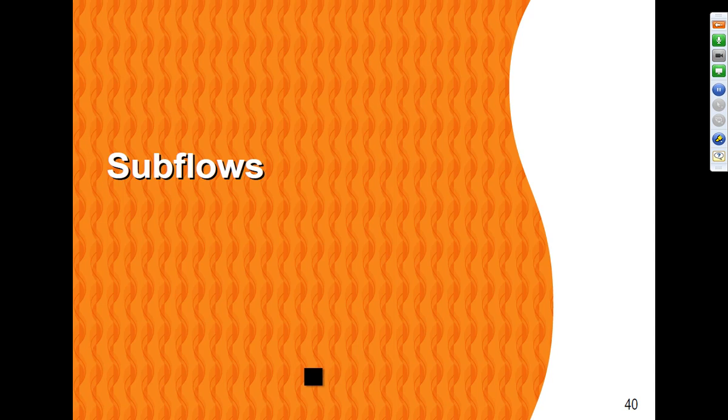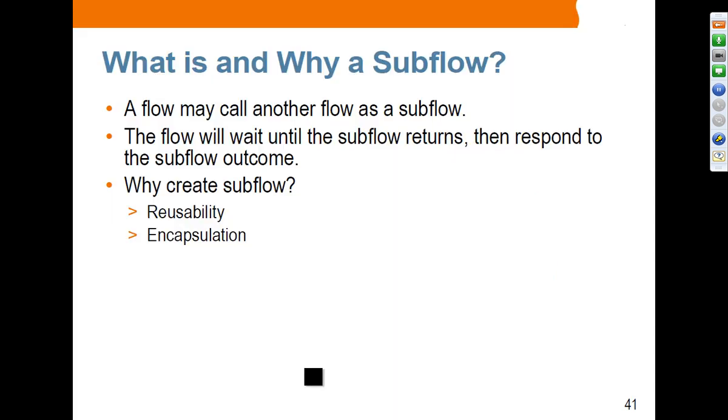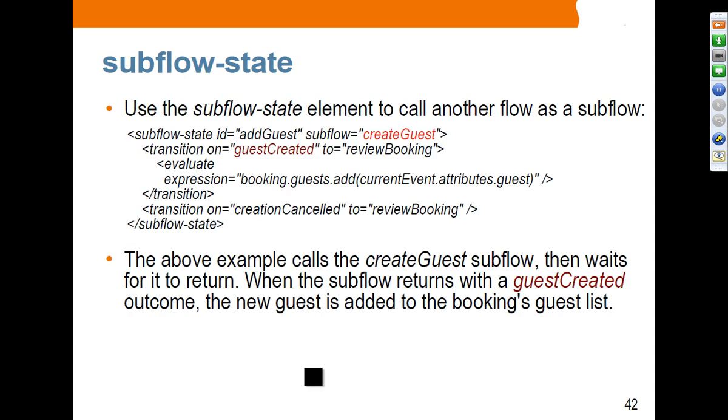Okay, we talk about subflow a bit. A flow may call another flow as a subflow, and the flow may wait until the subflow ends, and then respond to the subflow outcome. Why create a subflow? Again, reusability and encapsulation. Use the subflow state element to call another flow as a subflow. That's basically what we have seen before, right? And then transition, depending on the outcome of this subflow, guest created or creation cancelled. Depending on that transition, it will, in this case, go to a different state.